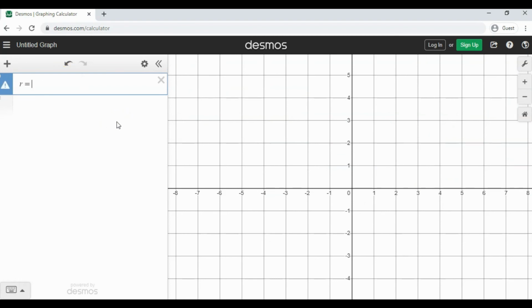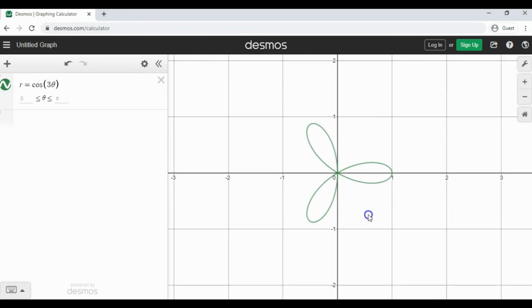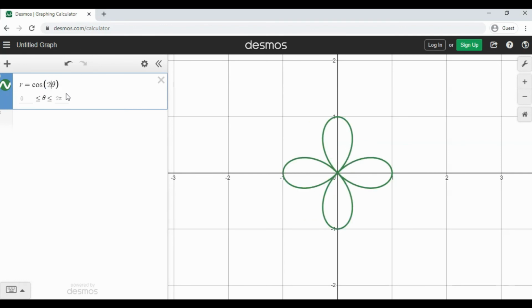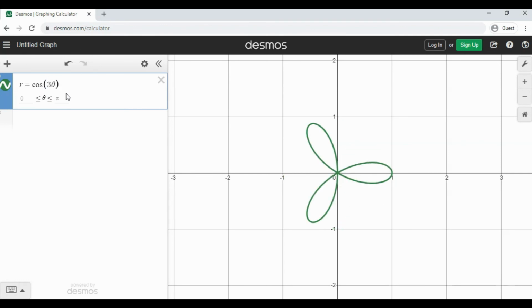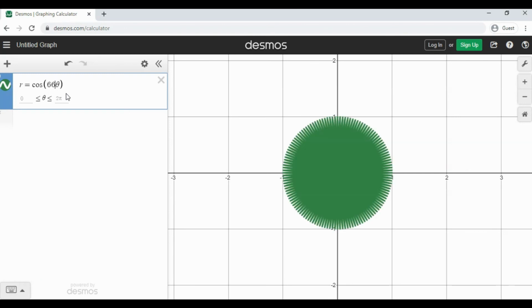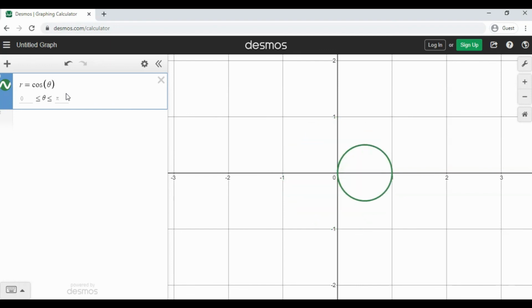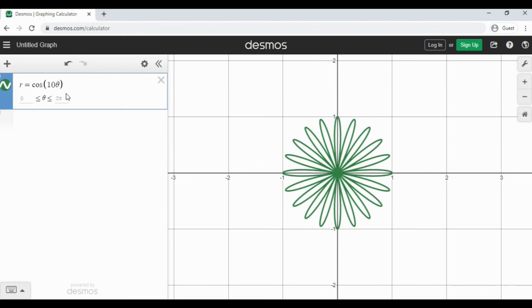Also, if we do cosine of theta, but let's say we did cosine of 3 theta. Oh, look at that. All right, let's go back to cosine of 2 theta. 2 theta gives us a clover. 3 theta gives us a 3-leaf flower. 4 theta, 5 theta, 6 theta, 7 theta, 8 theta, 9 theta, 10 theta. That's a pretty looking flower right there. So you can create neat looking shapes with polar functions.